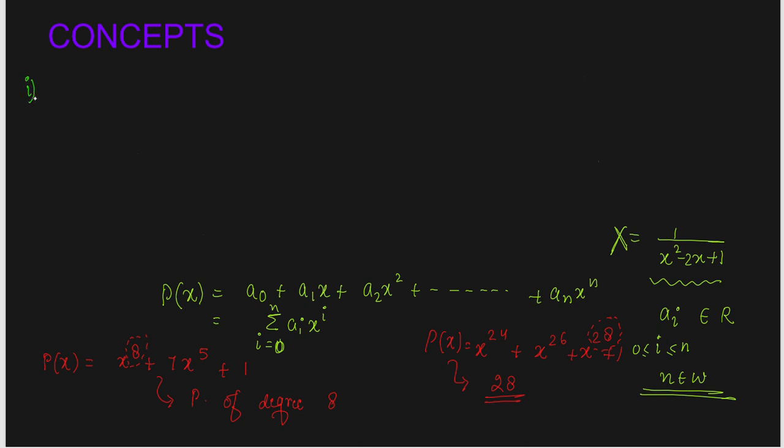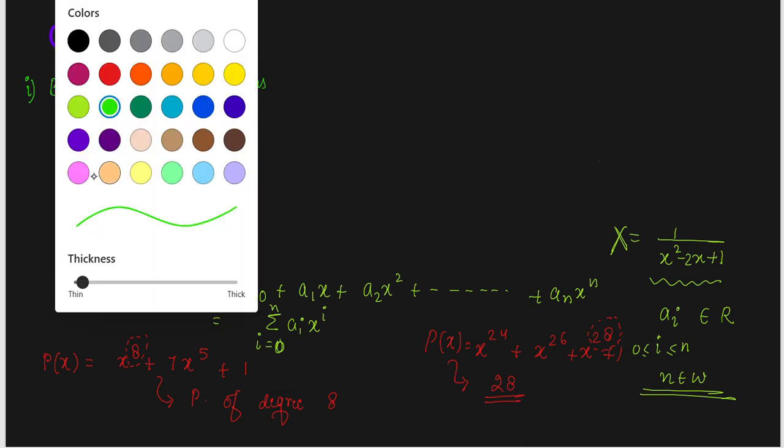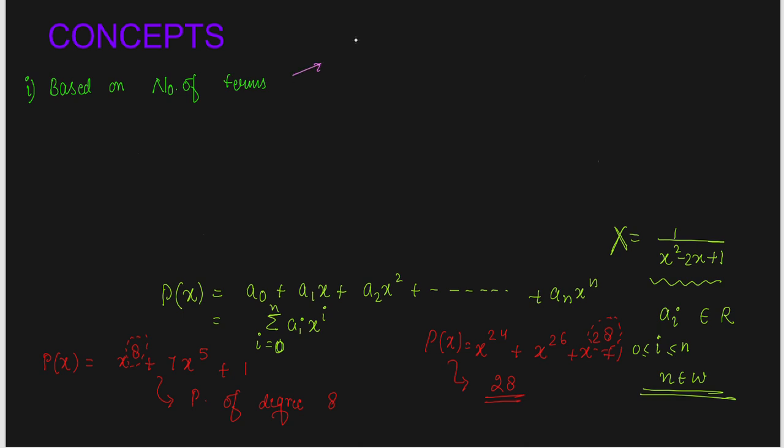So the first category is based on the number of terms. Based on the number of terms, I can classify a polynomial, first being a monomial, second being a binomial, and third being a trinomial, and all the higher ones will be classified as polynomials itself.